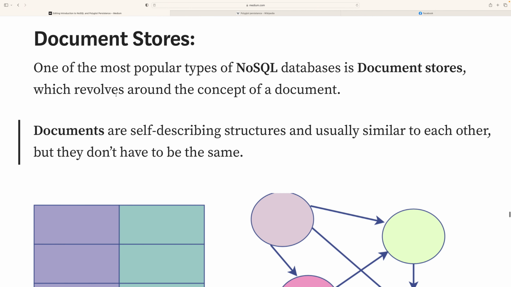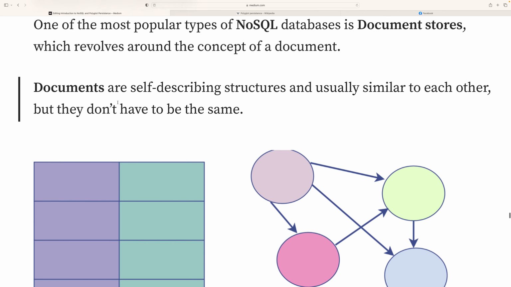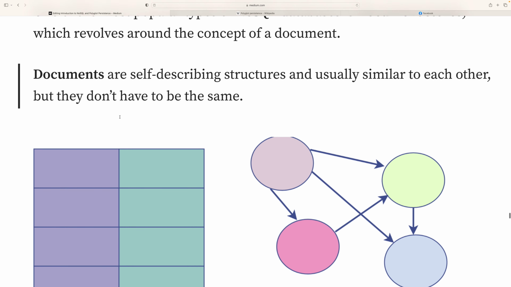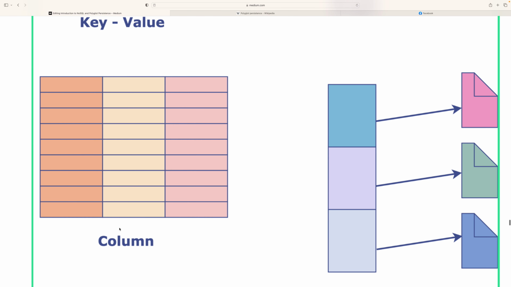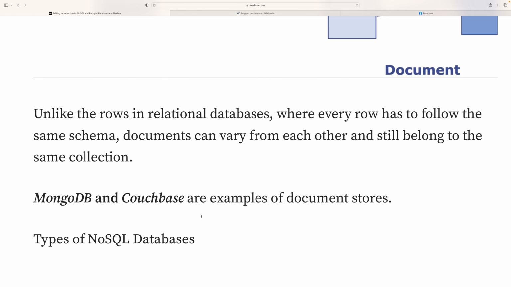Now, document database. One of the most popular types of NoSQL database is the document store, which revolves around the concept of a document. Documents are self-describing structures, usually similar to each other, but they don't have to be the same. This is graph, this is key-value, this is columnar, this is document. So unlike the relational database, where every row has to follow the same schema.